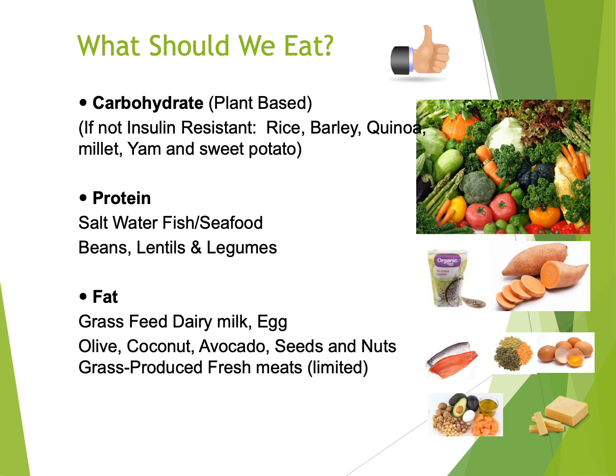Some good examples of complex carbohydrates are rice, barley, quinoa, and sweet potato. However, you should pay attention if you're insulin resistant or have any diabetes problems, because even though these are good carbohydrates, they can still increase blood sugar levels. For protein, we have some good plant-based options like beans, lentils, and legumes, also wild-caught seafood. And for fat, we have avocado, seeds, nuts, coconut oil, among others.